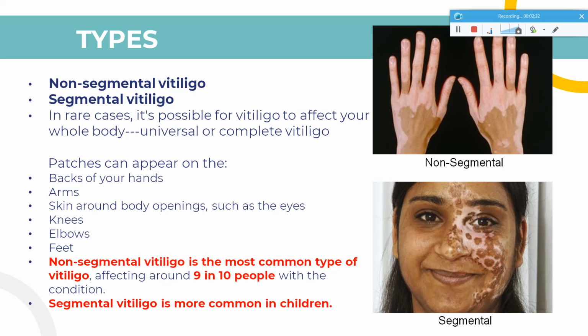Here the patches can happen in various parts like your hands, arms, skin, knees, elbows, and feet. These are the regions most prone to this because they are the most exposed parts of the body. When it comes to non-segmental vitiligo, out of 10 people suffering from this, 9 of them come under this category. And segmental vitiligo is seen in children.